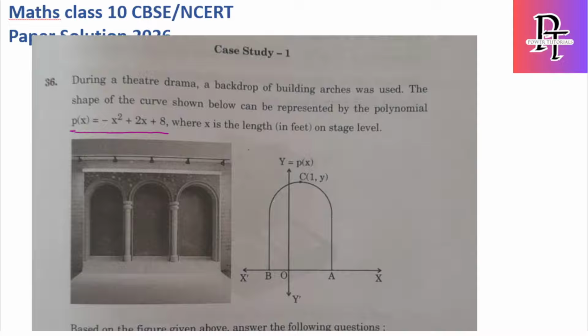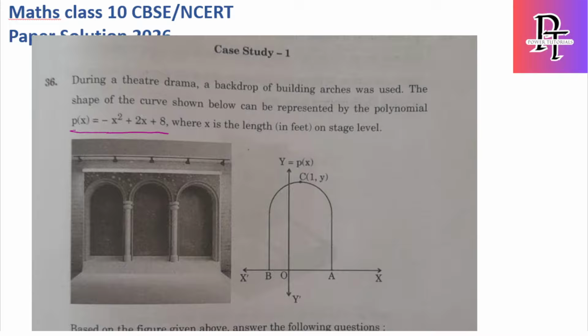Okay, so this design I have just represented in this way, and you can see that the equation they have represented as y is equal to p of x, and the highest point on the arch they have represented as C with 1 comma y. So the x axis is 1, whereas the y axis is y, and this arc is touching the x axis at 2 points. They have marked them as B and A. Okay, so these are the things with respect to the case study. So we have a parabola kind of curve, and the highest point of the parabola curve is 1 comma y, and the equation of the parabola is minus x square plus 2x plus 8.